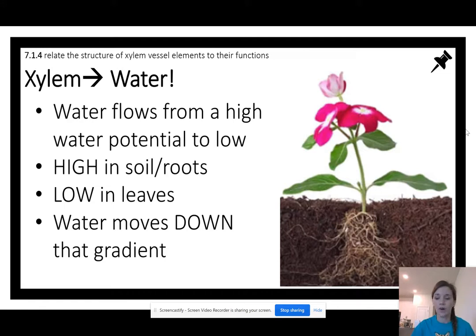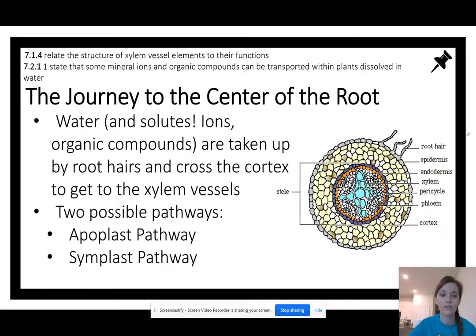So we do know water flows from a high to a low water potential. We've got high water potential in the soil and then in the roots, and the water potential is always going to be lower in the leaves. So water moves down that gradient towards the leaves. Remember, the leaves are the main site of photosynthesis too, so we do need water going to those tissues.